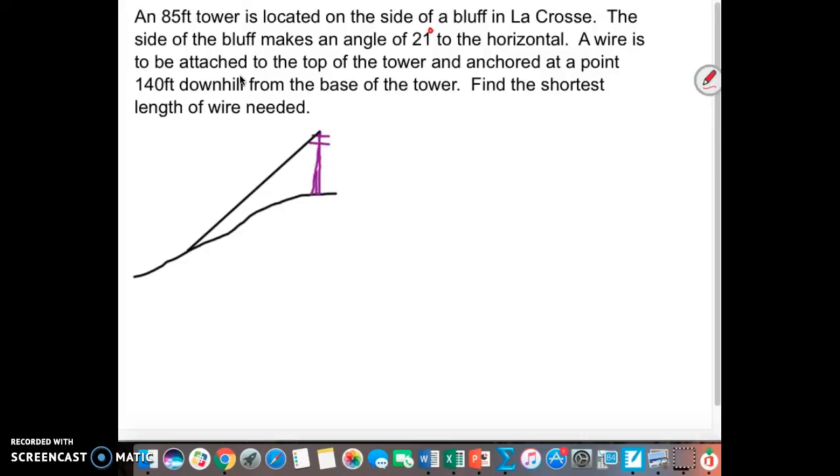So we're trying to find the hypotenuse. One piece of information we're given right away is the height of the tower. We know that the height of the tower is 85 feet, so go ahead and label that right away.